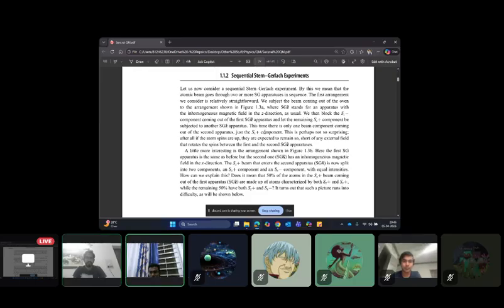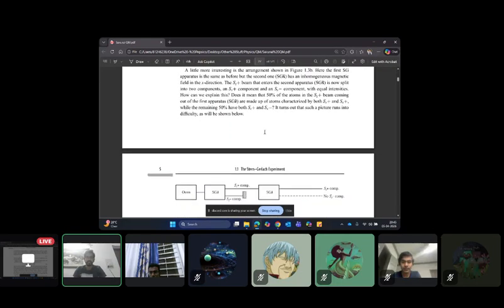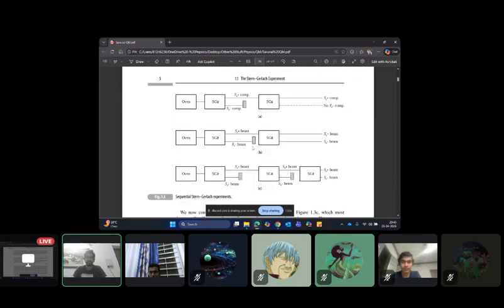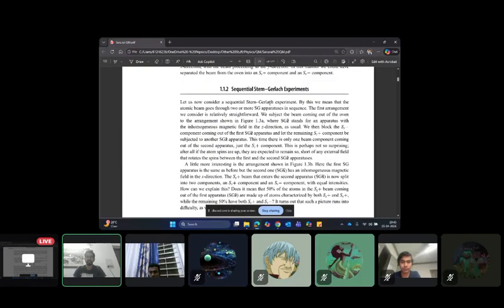Let's just see the diagram first. So this is 1.3a. We have an oven. We have SGZ, that's the magnetic field in the Z direction. And then we have another SGZ. So let's read the description now.